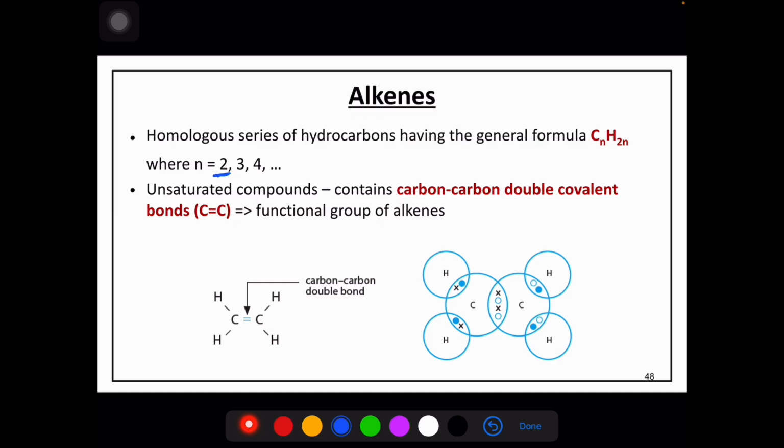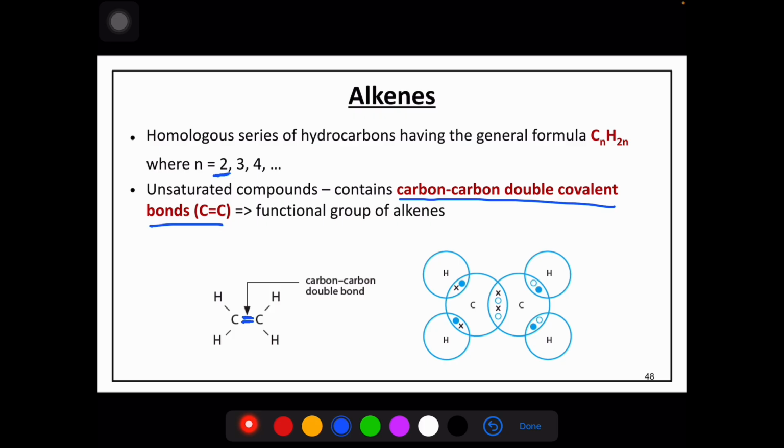And that's because alkenes have a very special functional group, and that's called the carbon-carbon double covalent bond. C double bond C. You see a double line here? This is a representation of that double covalent bond. What do we mean by this?